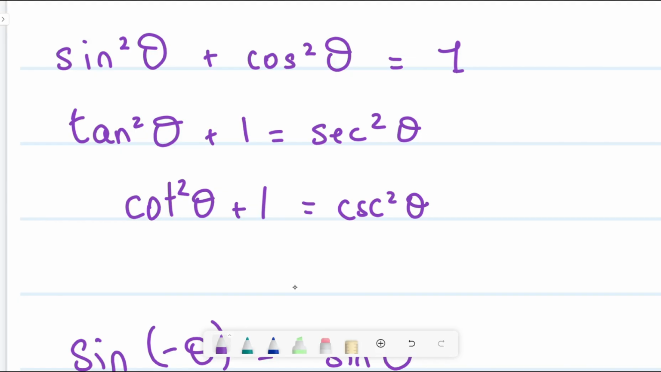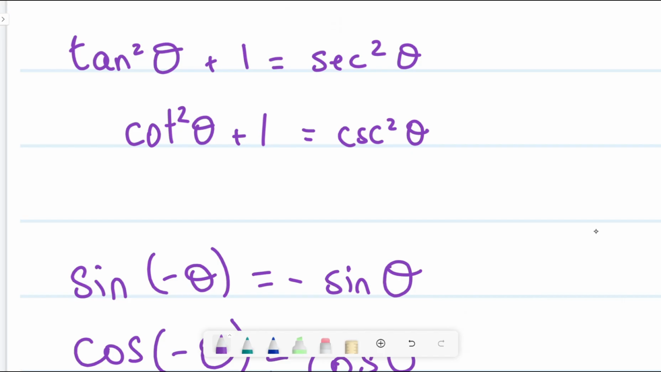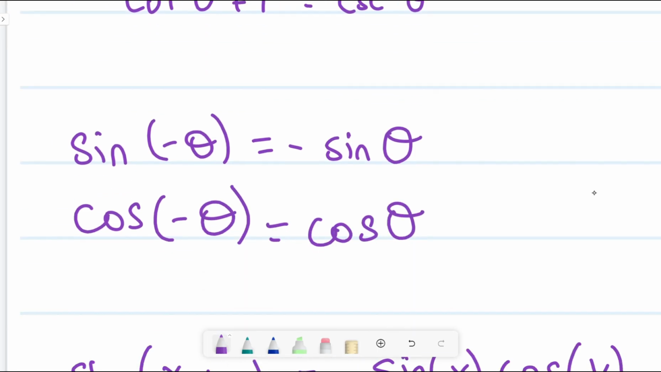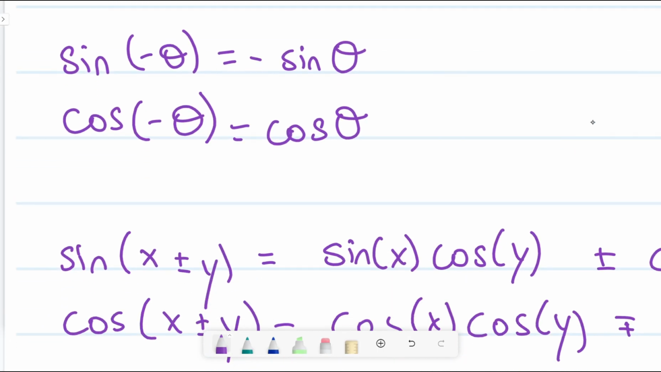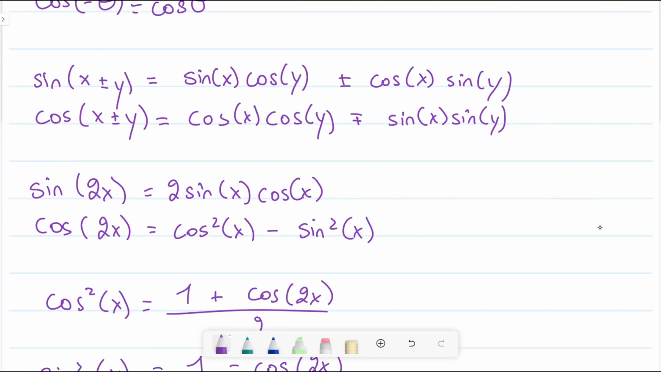So let's continue. Tangent squared of theta plus 1 is equal to secant squared of theta. Moving on, cotangent squared of theta plus 1 is equal to cosecant squared of theta. Sine of negative theta is equal to negative sine of theta, and cosine of negative theta is equal to cosine of theta.